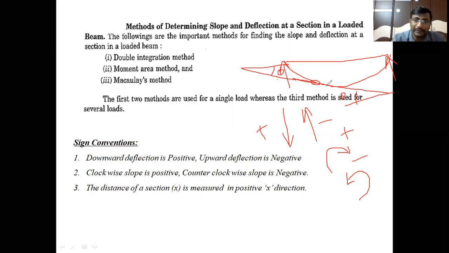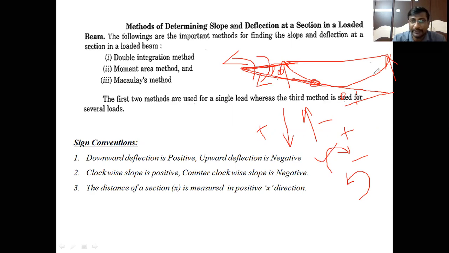So by drawing this tangent which makes an angle of theta with the horizontal initial position, this is the clockwise slope. Clockwise slope means, in this direction is clockwise, in this direction is anti-clockwise. At this point the clockwise slope will be developed. That's why the slope is positive at this point.